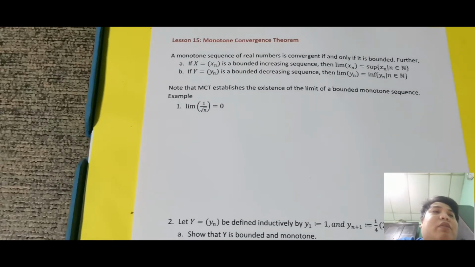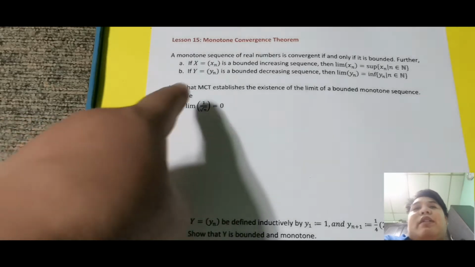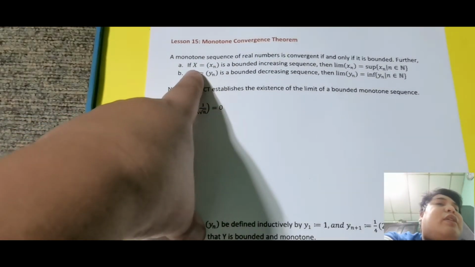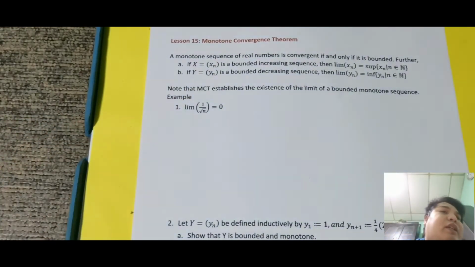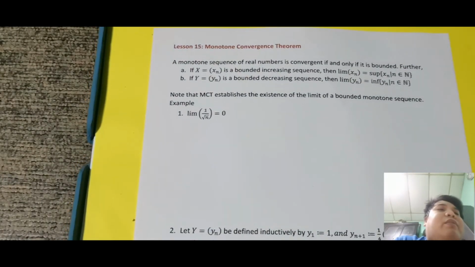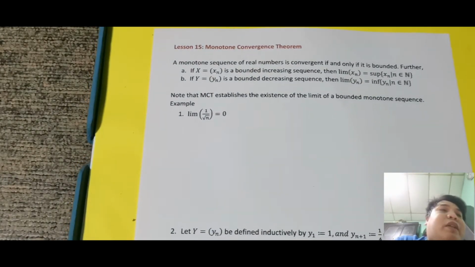Okay, so what is the monotone convergence theorem? So a monotone sequence of real numbers is convergent if and only if it is bounded. Ayun lang simple. So nasabi naman yan. And further, if capital X is a sequence of x sub n, a bounded increasing sequence, then the limit of x sub n is equal lang sa supremum of x sub n as n is an element of natural number.